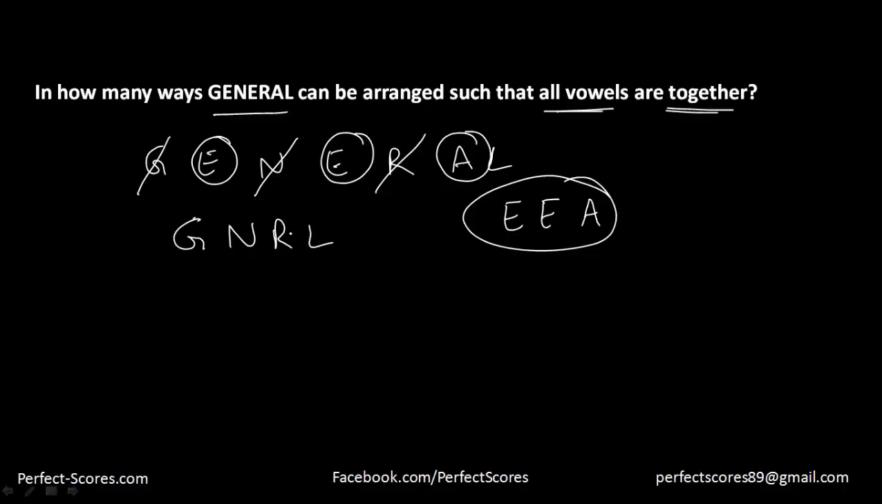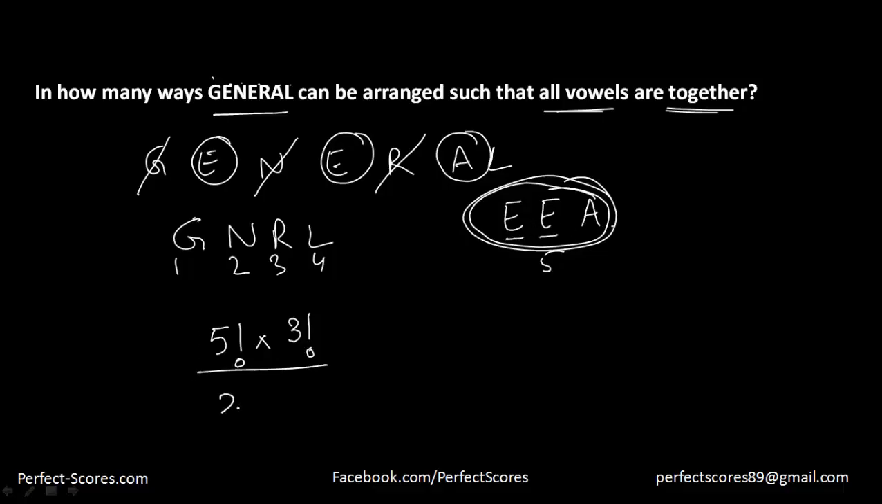So basically you have 1, 2, 3, 4, 5, 6, 7 letters. I'm just verifying that I've not missed any letter. So how many ways will you arrange the 4 letters and the 5th group all together? You'll be arranging this whole group in 5 factorial ways. And how many ways would you arrange the subgroup? That would be arranged in 3 factorial ways. However, E is repeated 2 times, which is why we divide by 2 factorial.